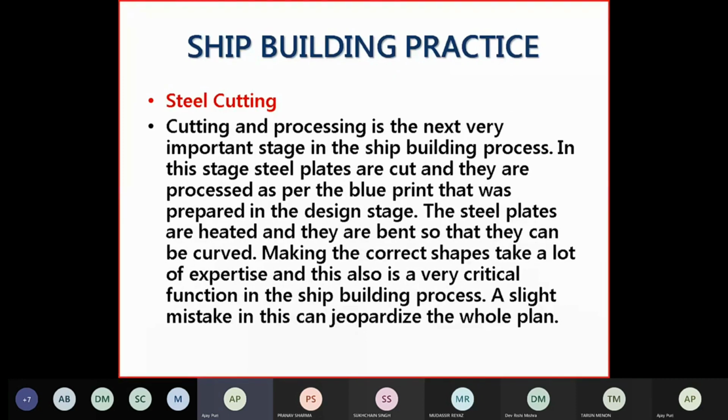Now you start with the steel cutting, now when your material is there. So your steel cutting is started and your steel plates are cut as per your plan and blueprint as per the design phase. And the steel plates are heated and bent, we make them curved, and your shapes have to be correct so that the dimensions are not jeopardized. Because if the dimensions are not correct as per design, then maybe the buyer might reject it.